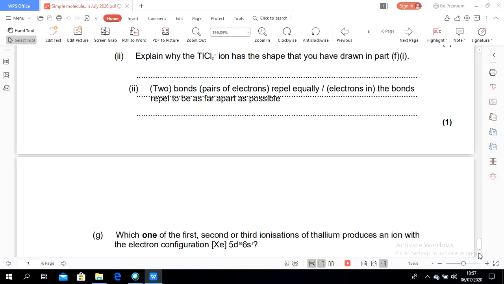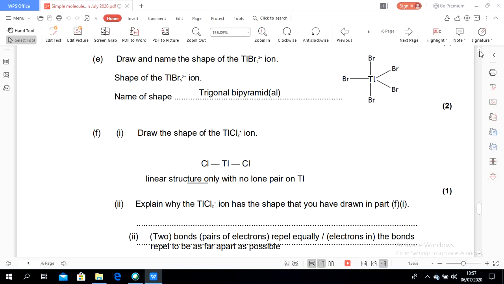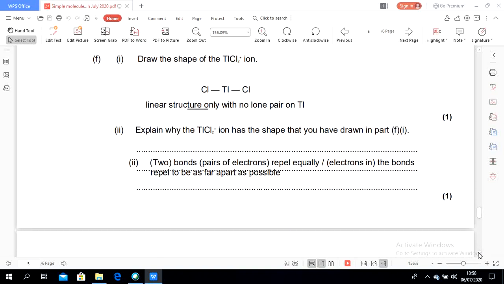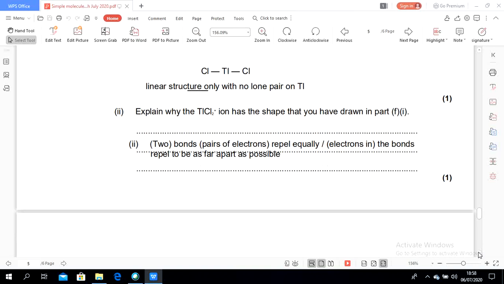Explain why the TlCl2 positive ion has the shape you have drawn. Draw the shape of the TlCl2 positive ion. It is linear without any lone pair. Why? Because Tl has 2 electrons in the outermost shell, and these 2 electrons repel, so they are in positions as far apart as possible.